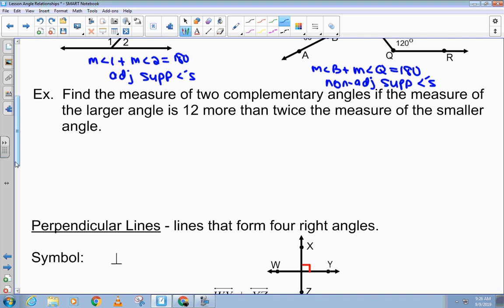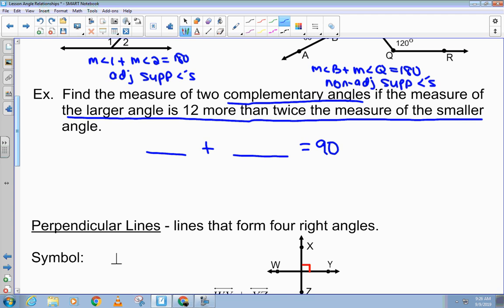Find the measure of two complementary angles if the measure of the larger angle is 12 more than twice the measure of the smaller angle. Okay, so what kind of angles are they? Complementary, right? So that means you've got your first angle and your second angle, and together they equal 90. Then it says the larger angle is 12 more than twice the smaller. What's the smaller? Do we know? We don't, so what do we let the smaller be? X. We let the smaller be x, and then the larger is 12 more than twice that: 2x.